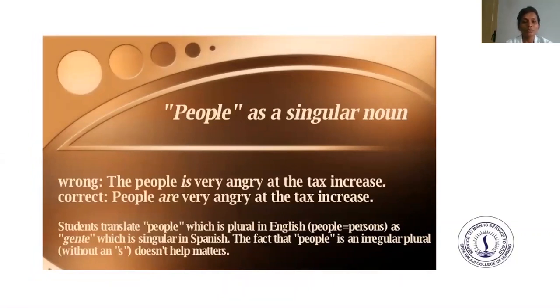"People" as a singular noun. "The people is very angry at the tax increase" is incorrect because "people" is plural and you should use the plural verb. So say "people are very angry at the tax increase." Students translate "people," which is plural in English. In Spanish, it means "persons" as a gender, which is singular. We don't need it now. The fact that "people" is an irregular plural without an S doesn't help matters.